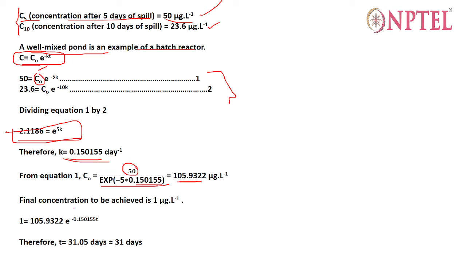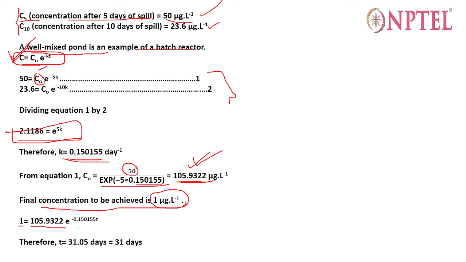So we need to get the final concentration. How much final concentration do we need? 1 microgram per liter, right? So to achieve 1 microgram per liter, I will simply write C as 1. The same equation I am using, nothing else. C is 1. Then this is the initial concentration I got from this equation. So now I know the C naught value. This is 105.9322 e to the power minus.